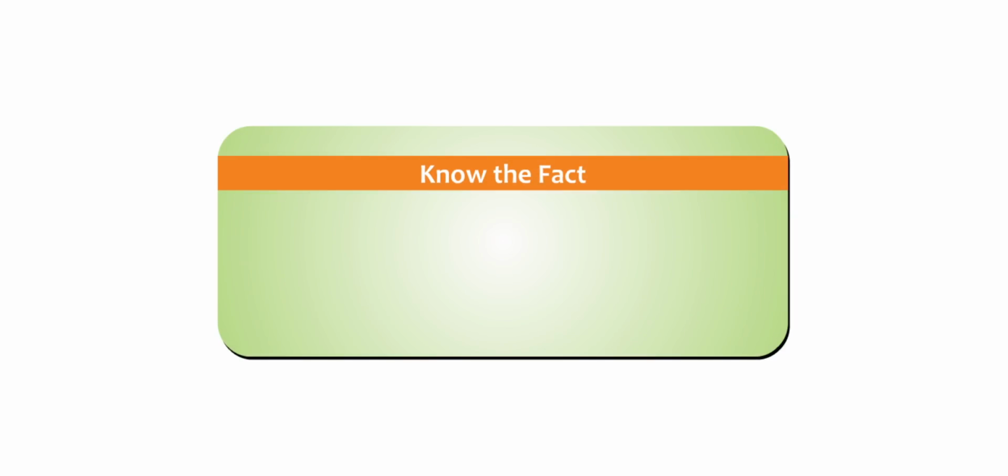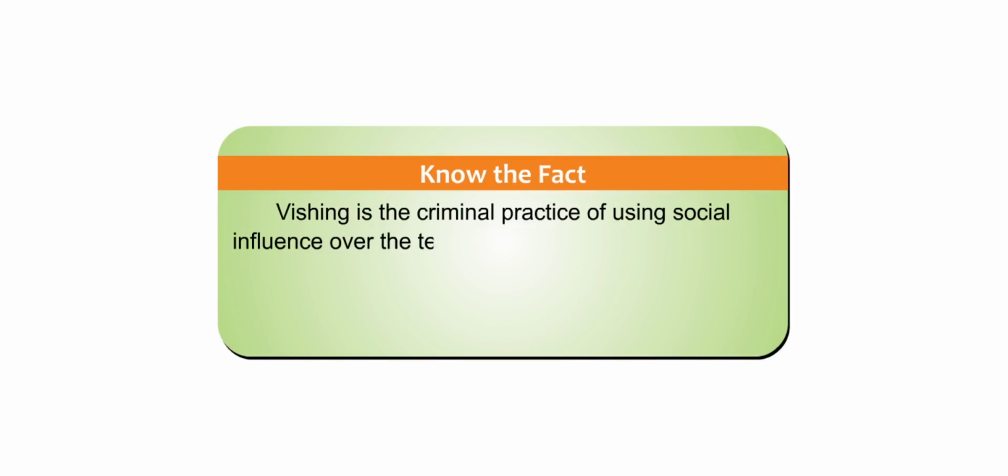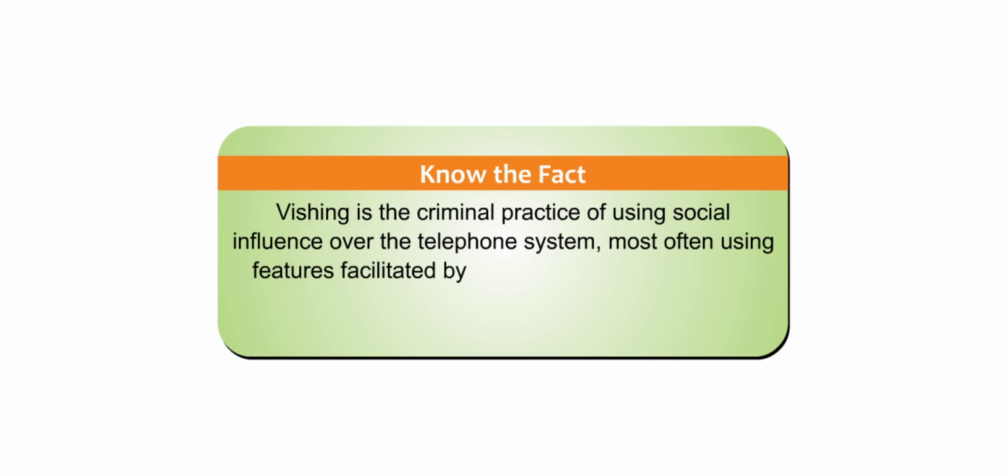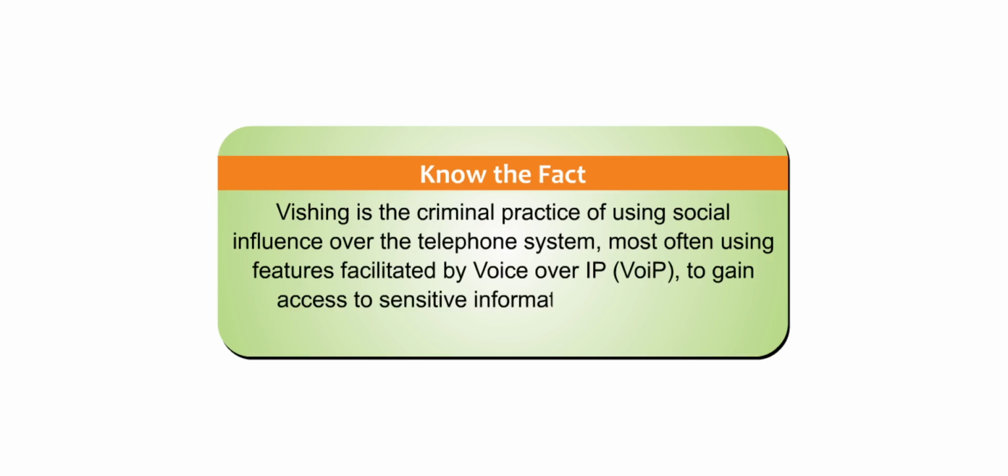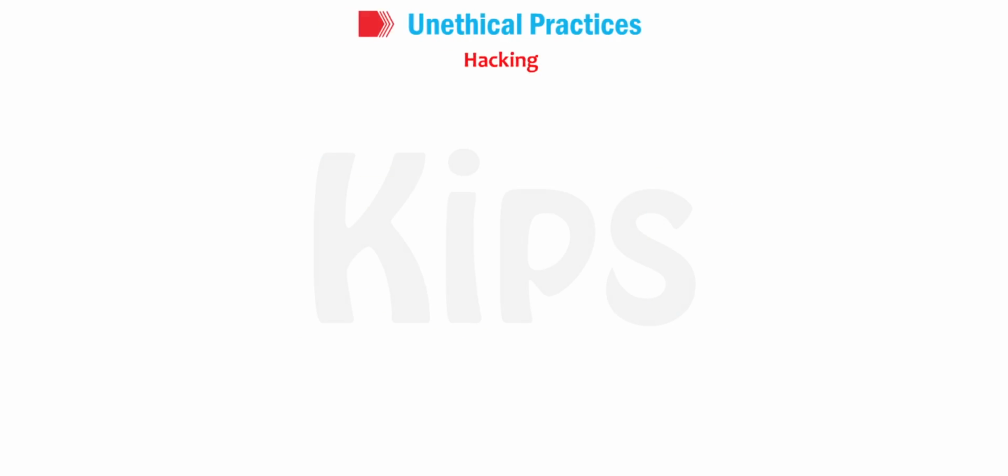Students, know the fact. Vishing is the criminal practice of using social influence over the telephone system, most often using features facilitated by Voice over IP, VoIP, to gain access to sensitive information. The term is a combination of voice and phishing.